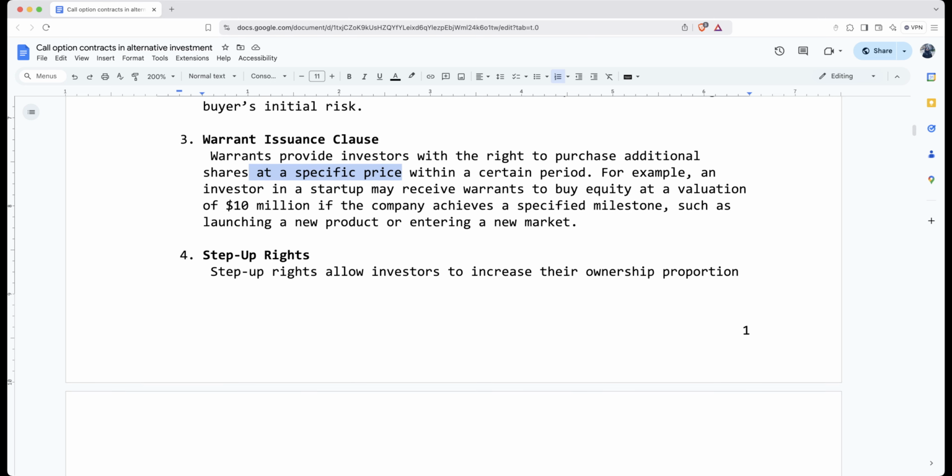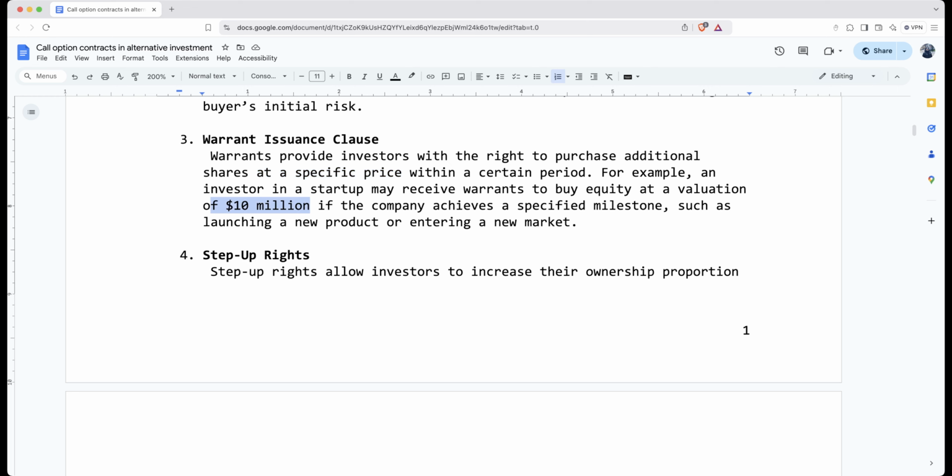Seller can simply put warrant. Seller can put warrant at high price. Okay, then buyer, even though it is high price, if it really turns out good, they can buy additional share at low price. So it is their advantage.